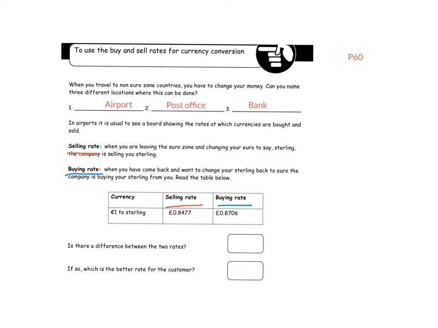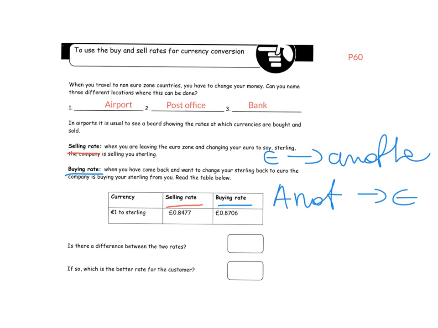Okay, so if you want to convert euro to another currency, that is selling rate. And let's say the bank is selling you another currency. If you have another currency and you want to convert it to euro, you will be looking at buying rate. Okay, so what do you think? What's the difference between them and which one is better for you as a customer? Okay, so let's look at the next page.